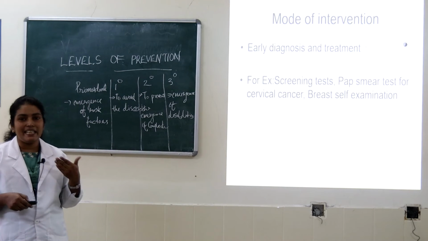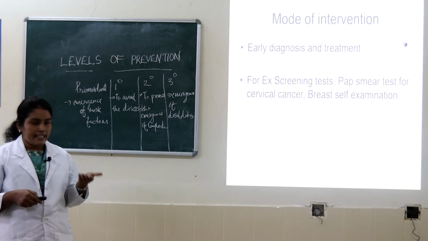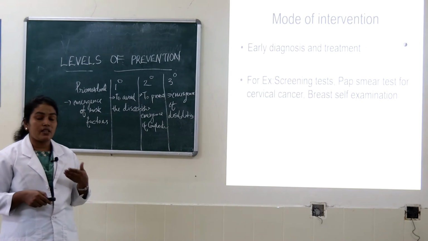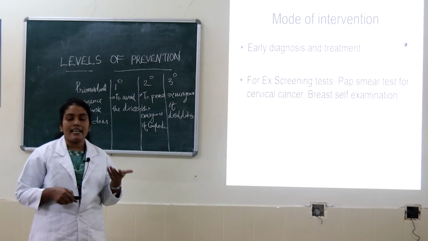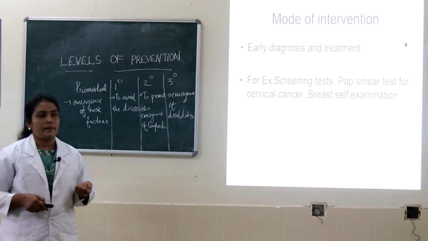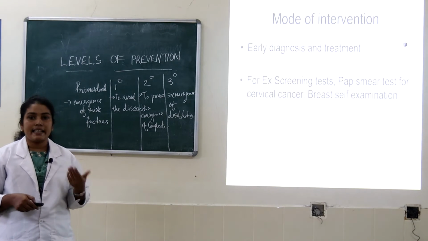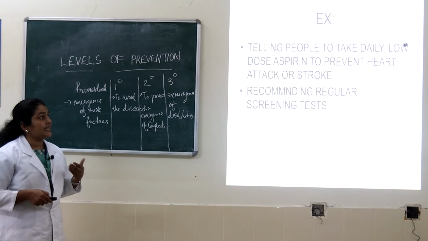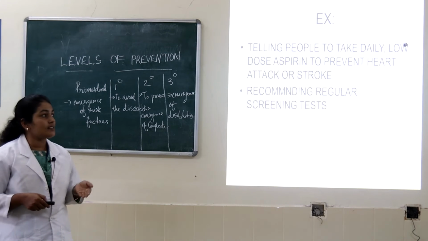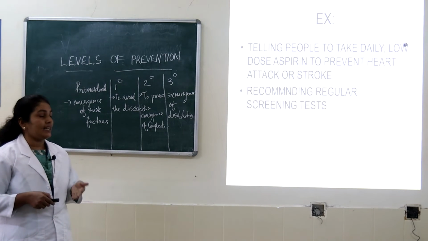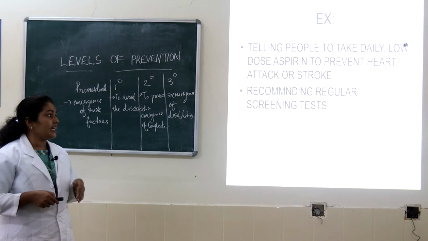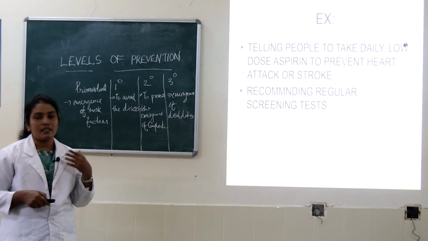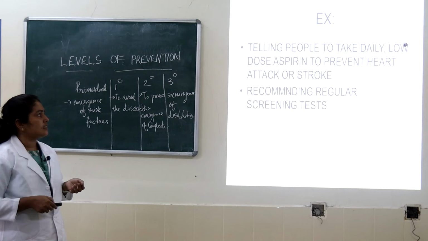For example, screening tests for diseases, like pap smear for cervical cancer and breast self-examination for early diagnosis of breast cancer. These are examples of secondary prevention. Another example is telling people to take daily medicines, like low-dose aspirin to prevent heart attack or stroke, and recommending regular screening tests. These are some examples of secondary prevention.